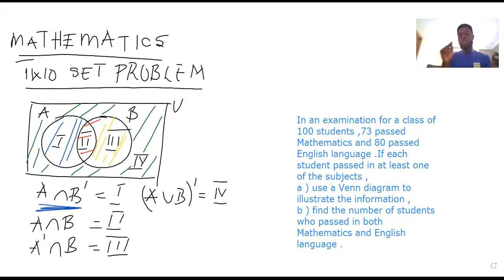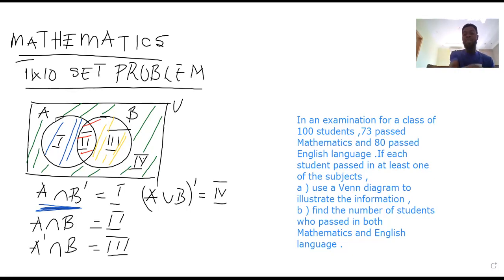So if each student passed in at least one of the subjects, nobody failed any of the subjects, right? So if the person didn't pass in mathematics, the person will pass in English language, okay? Take note of that. And we are supposed to represent this information on a Venn diagram, okay? So that is our Venn diagram.